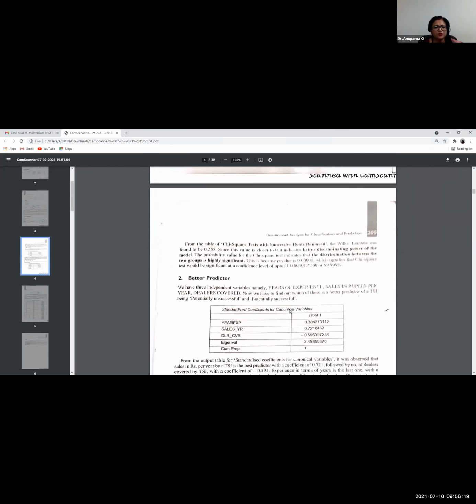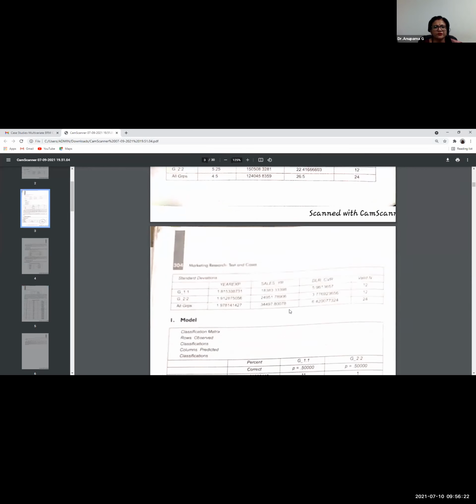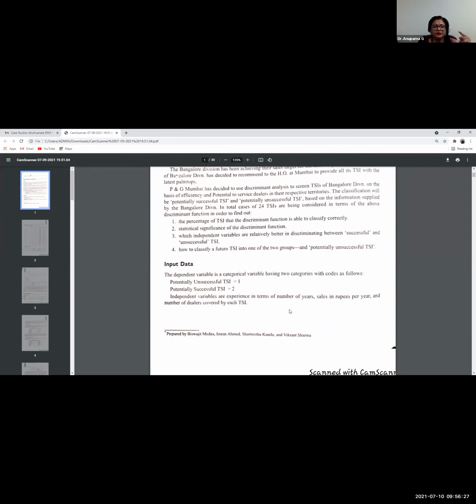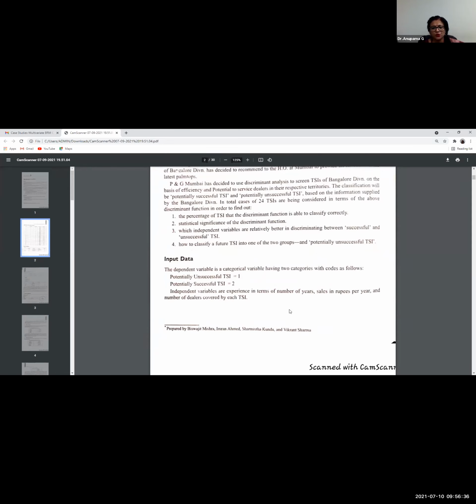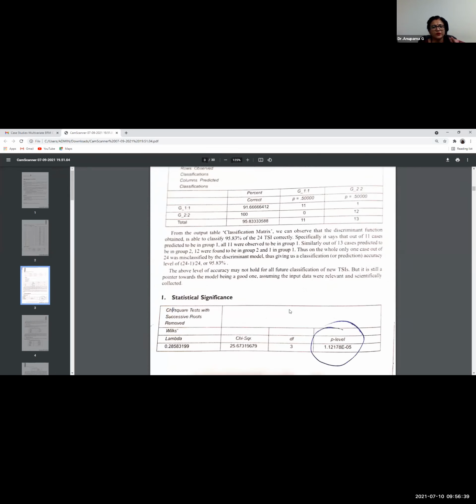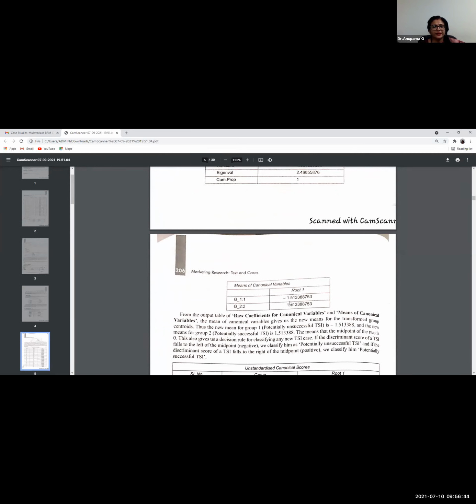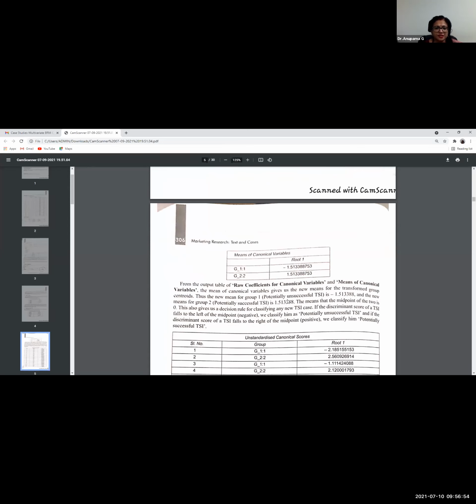Now what is the first group and second group? Where do you see the coding for them? You'll have to go back to the problem. The unsuccessful TSI is group 1, that is, category coding is 1. Successful TSI is 2. Unsuccessful 1, successful 2. So whenever the Y score is around minus 1.5, you are getting people classified as group 1, which is unsuccessful, and group 2 is the successful category.